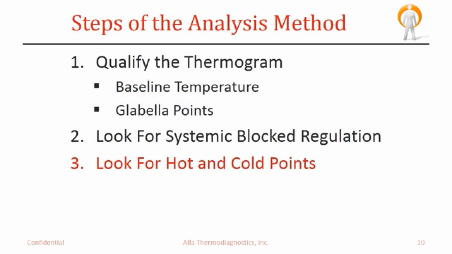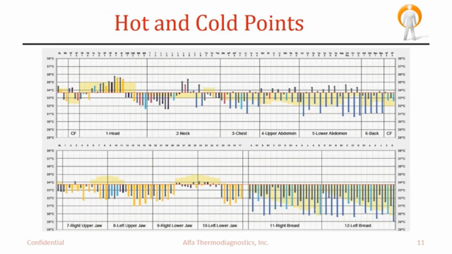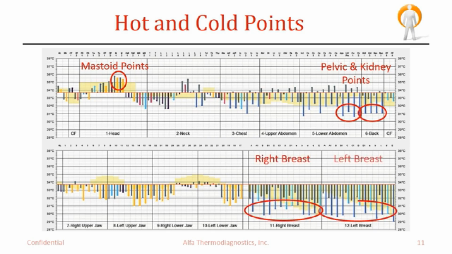Then the second step is to look for very hot and cold points to see how big the spread is. And we see some very hot points in the mastoid. These are not that hot, but they're warm. And then we see this toxic cold reaction in the pelvis and in the kidneys, also in the breasts. So there's a fair range. You can count from the lowest point in the lower abdomen up to the highest point in the right mastoid, about 1, 2, 3, 4.5 or so degrees, which isn't a lot.